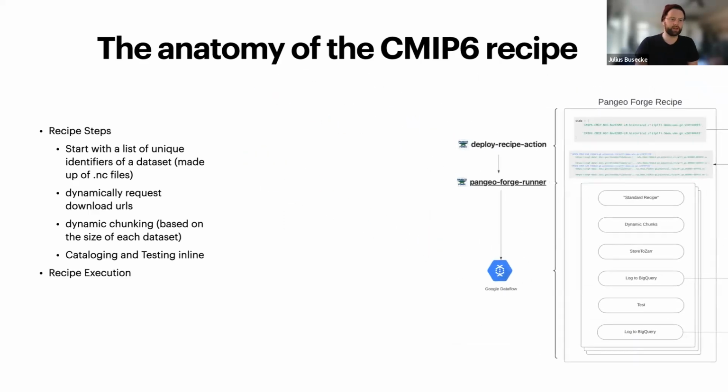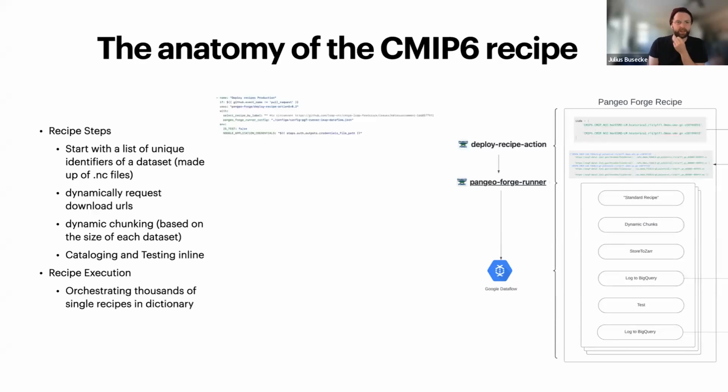Okay, a word on the execution of recipes. The recipe is currently deployed via a GitHub action, the deploy recipe action. The configuration there is fairly lightweight. All we do is provide a configuration file for Pangeo Forge runner, and all the other information needed is encoded in the recipe feedstock.